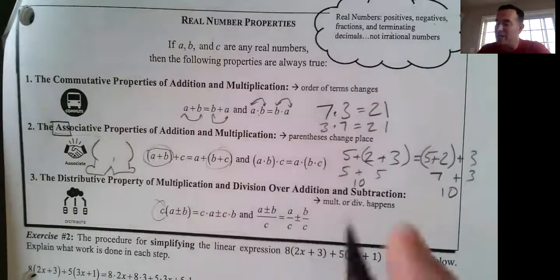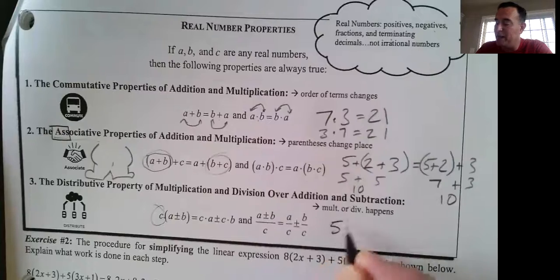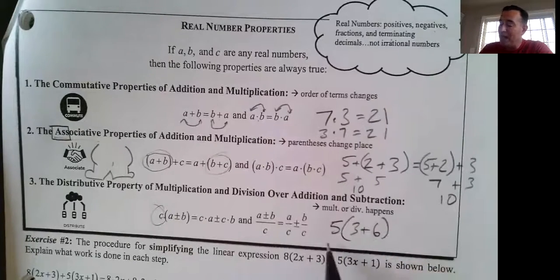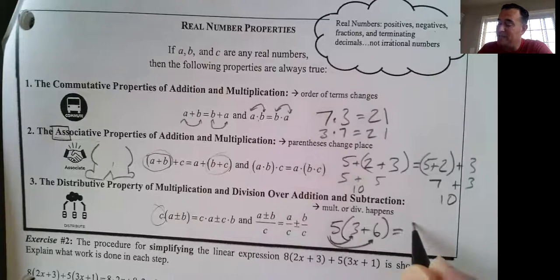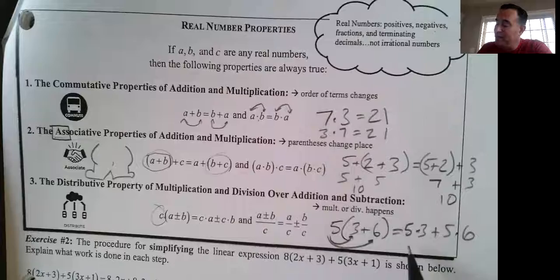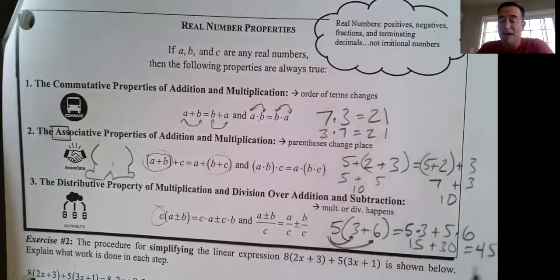I know you would have seen that in Algebra 1, but an example would be like if I've got 5 times 3 plus 6, I can take this 5 and multiply it times the 3 and multiply it times the 6. So this is the same as 5 times 3 plus 5 times 6, which would be 15 plus 30 or 45. Now, guys, I know you can do all of that stuff and it's fine.